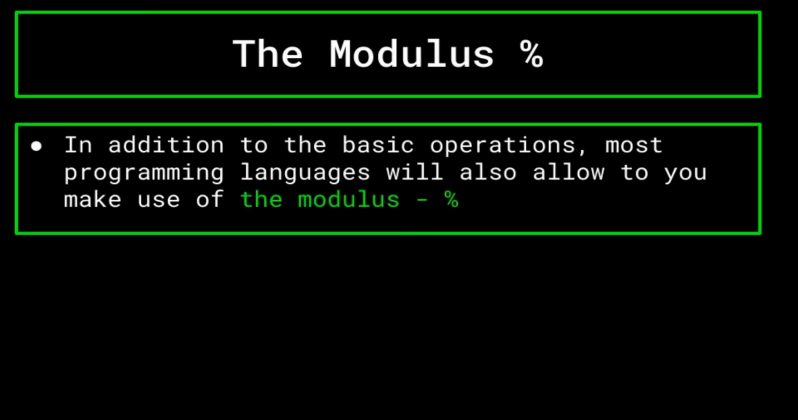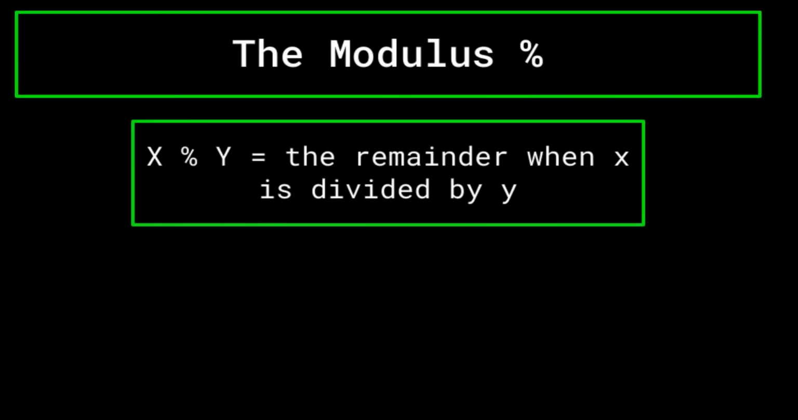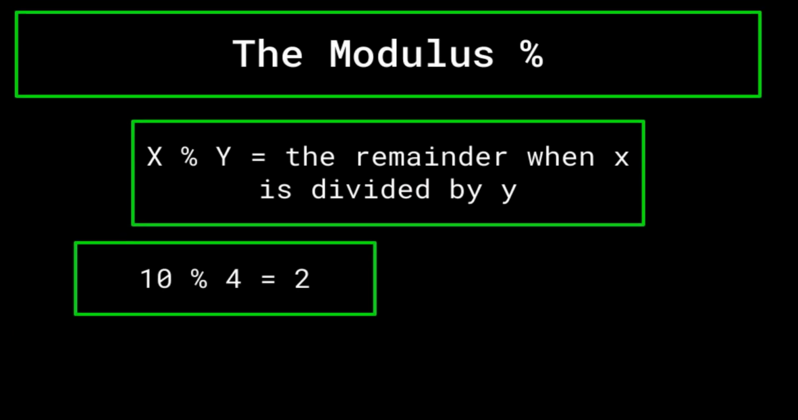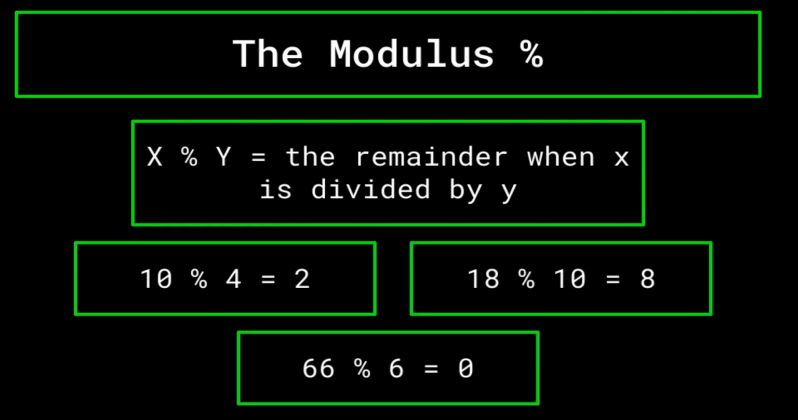In addition to the basic four math equations, most programming languages will also allow you to use an operator called the modulus. If you have not heard of the modulus, it may sound complicated or fancy, but really, it's quite simple. The modulus gives you the remainder when one number is divided by another. For example, 10 modulus 4 would give you the remainder when 10 is divided by 4, which would be 2. Furthermore, 18 modulus 10 would be 8, and 66 modulus 6 would be 0. Hopefully you get the idea.